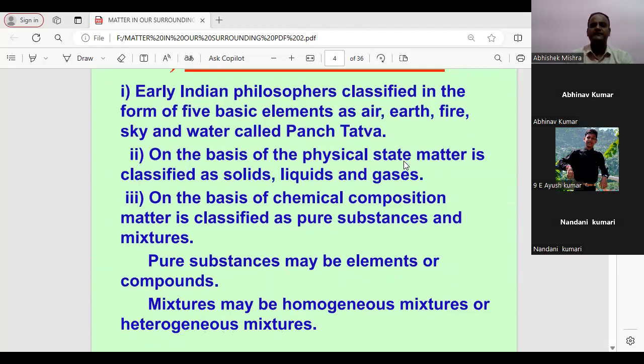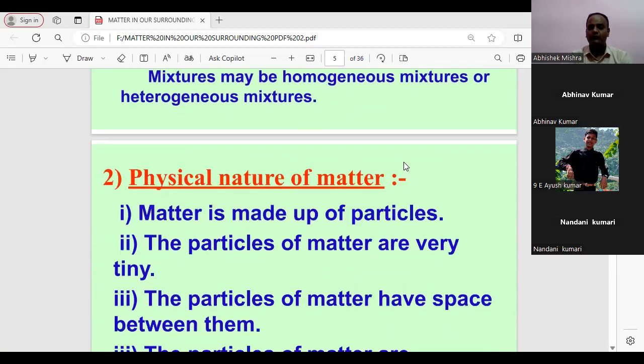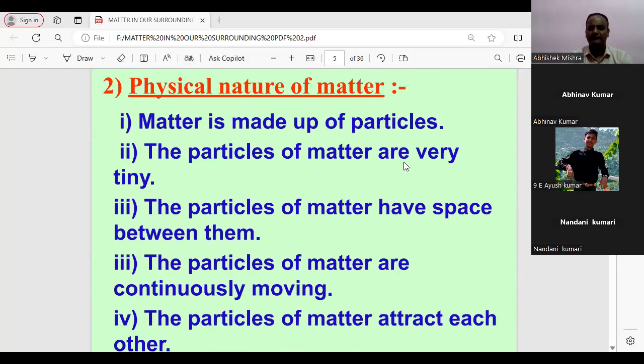Earlier, the Indian philosophers classified matter in the form of five basic elements, the Panch Tattva: air, earth, fire, sky, and water. On the basis of physical state, we know there are three states of matter: solid, liquid, and gas. On chemical composition, there are two types: pure substance and mixture. This we will study in chapter 2. So this was the previous belief, but now we will come to the physical nature of matter.